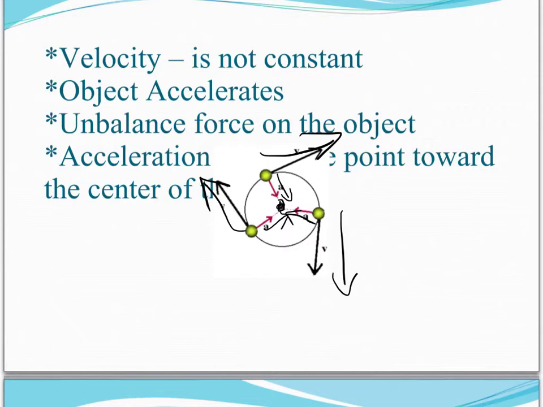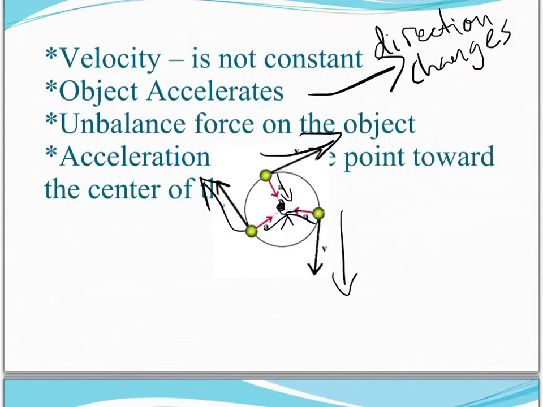So velocity is not constant. Why? Because the direction changes. So the object accelerates because of this. You have now an unbalanced force. Unbalanced forces cause acceleration.